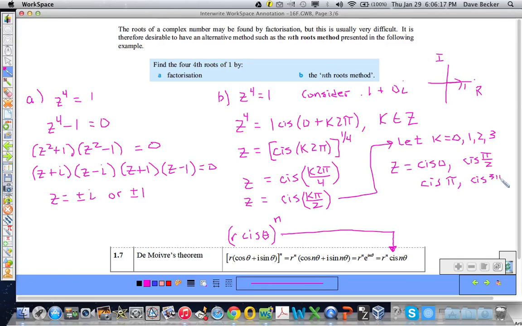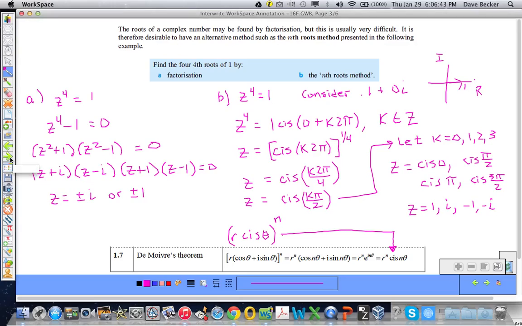And if you evaluate those, remember, cis is cosine i sine, so cosine 0 plus i sine 0, cosine pi over 2 plus i sine pi over 2, and so on. Guess what you get? You get z is equal to 1, i, -1, and -i. Isn't that beautiful? Wonderful stuff.